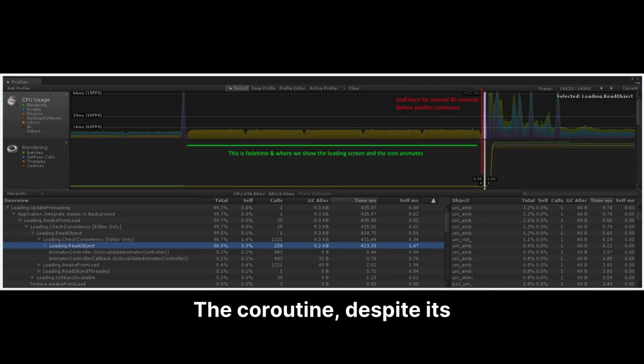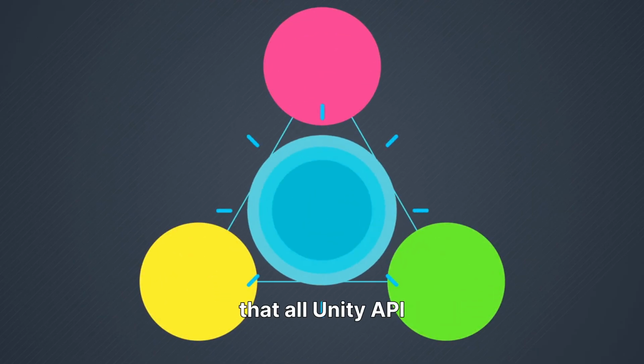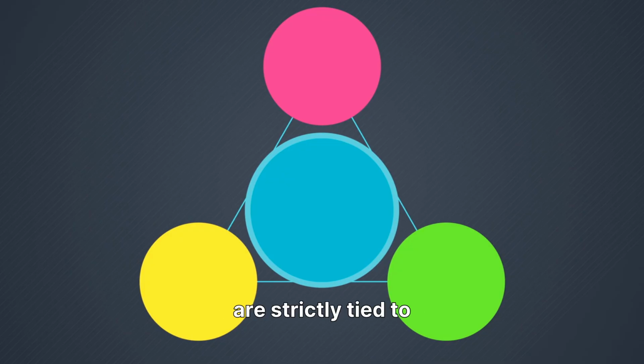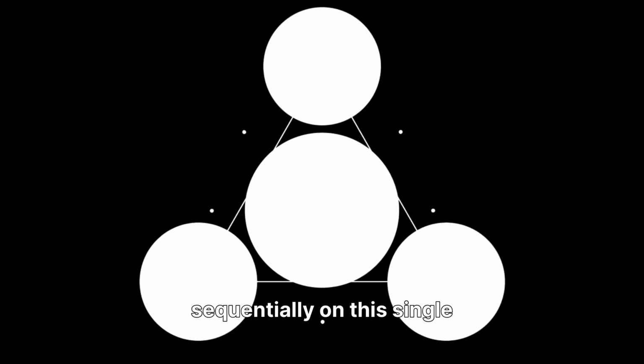The coroutine, despite its name, does not inherently provide multithreading capabilities. So why does this happen? The fundamental reason is that all Unity API calls and UI updates are strictly tied to the main thread. Unity's architecture requires these operations to be performed sequentially on this single thread.